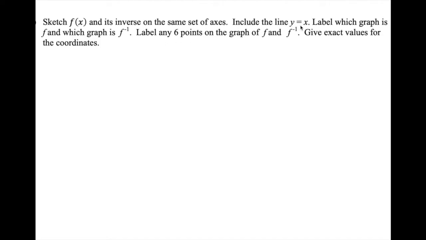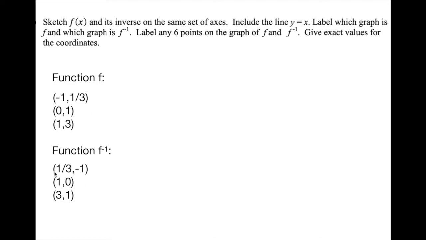Part C, they want you to sketch f and f inverse. They also want you to include the line y equal to x, because you know that your function f and f inverse will be symmetric about this line. You'll pick any 6 points on the graph of f and f inverse. What I pick for the f will be 3 points shown here from the previous table, but not including those big numbers. So that will be the first 3 rows. For the f inverse, I'll do very similarly, the first 3 rows.